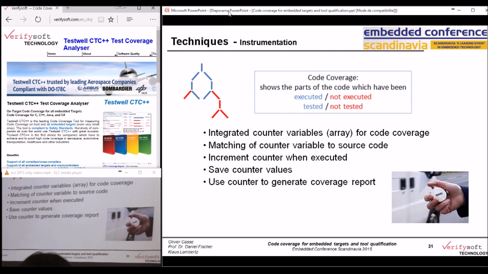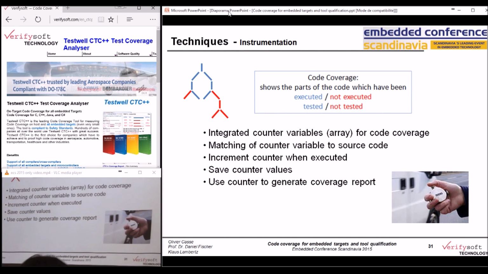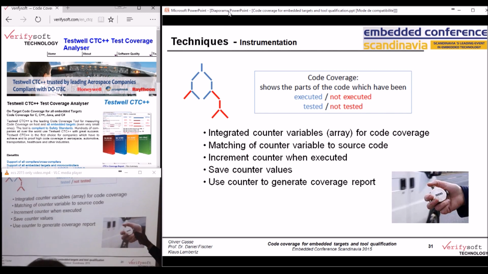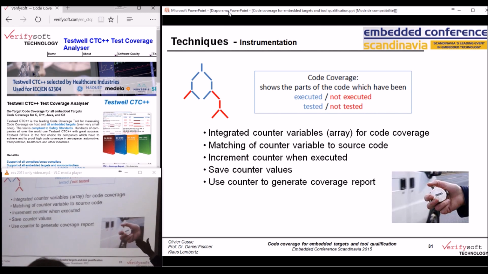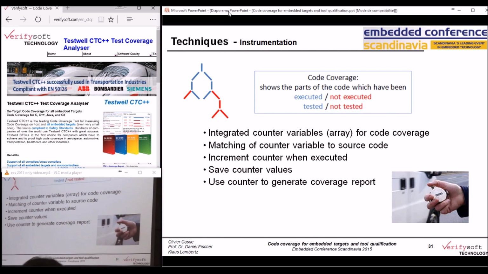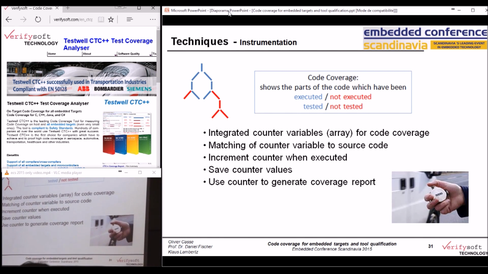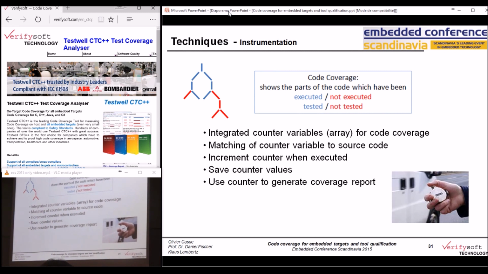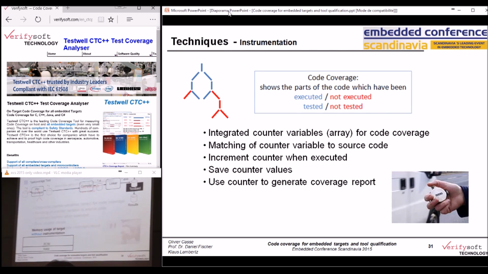Those results are stored in counters with some variables, and each time you go through a path, branches, or meet a condition, this Boolean result, we put just a variable with some values, and then later on we're able to generate the coverage report.